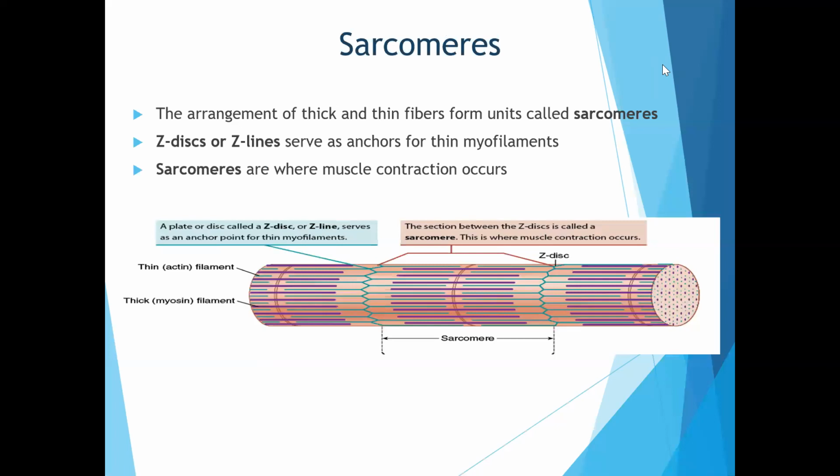Okay, so we just talked about this a little bit. So the Z disc or Z lines, those are the same thing, are your anchors for your thin myofilaments, actin. And then the sarcomere is where the actual contraction occurs.